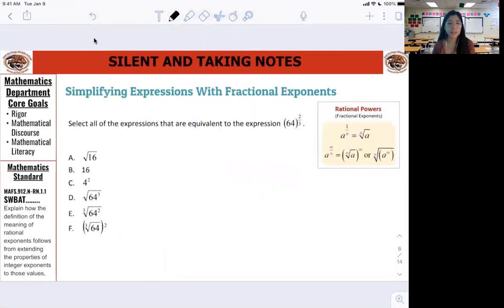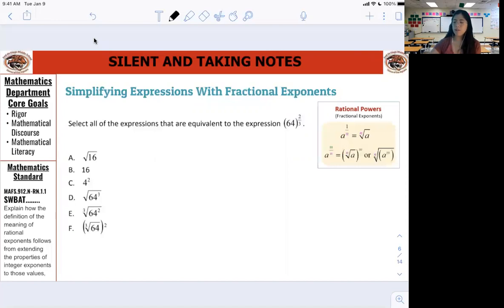This one's a good one. I like this question. This one's very similar to a question that will be on your test, the next test you guys take. It's not for a little while, but I know for a fact that there's a very similar question to this. So select all of the expressions that are equivalent to 64 to the power of 2/3.